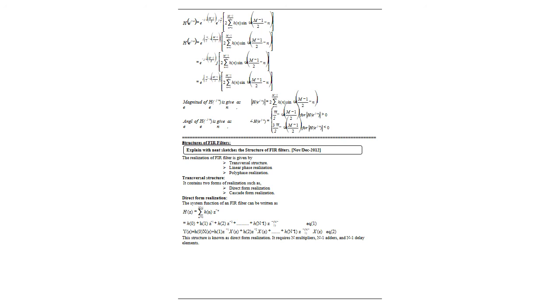Direct form realization means the system function of an FIR filter can be written as H of z equal to summation n equal to 0 to N minus 1 h of n z power minus n. That is h of 0 plus h of 1 z inverse plus h of 2 z power minus 2 plus etc. up to h of N minus 1 z power minus (N minus 1). So Y of z is equal to h of 0 X of z plus h of 1 z inverse X of z plus h of 2 z power minus 2 X of z plus etc. h of N minus 1 z power minus (N minus 1) into X of z. So this is known as the direct form realization.